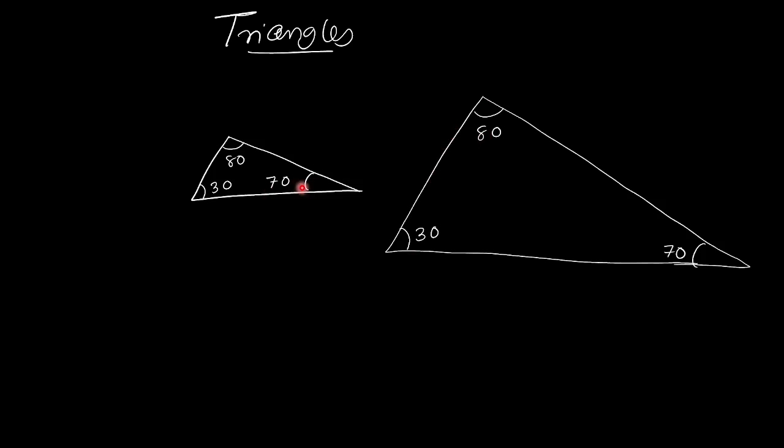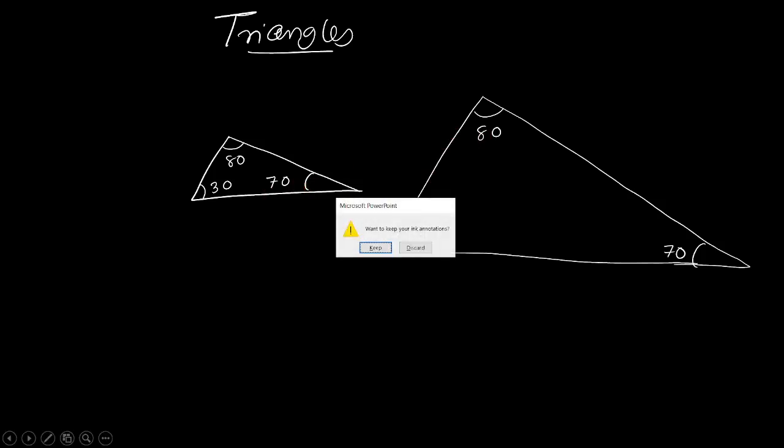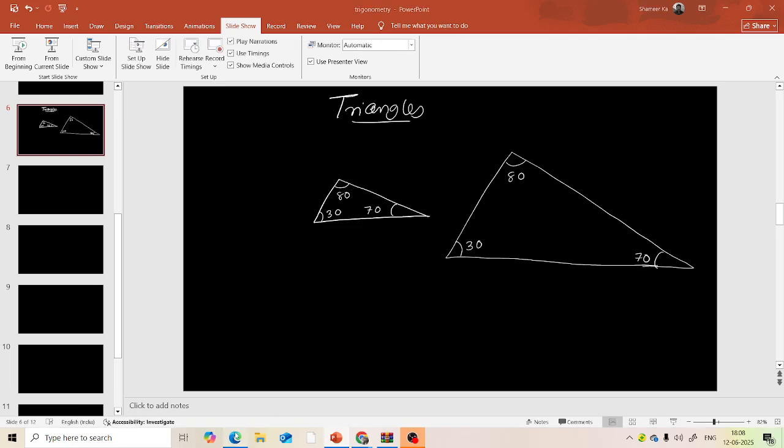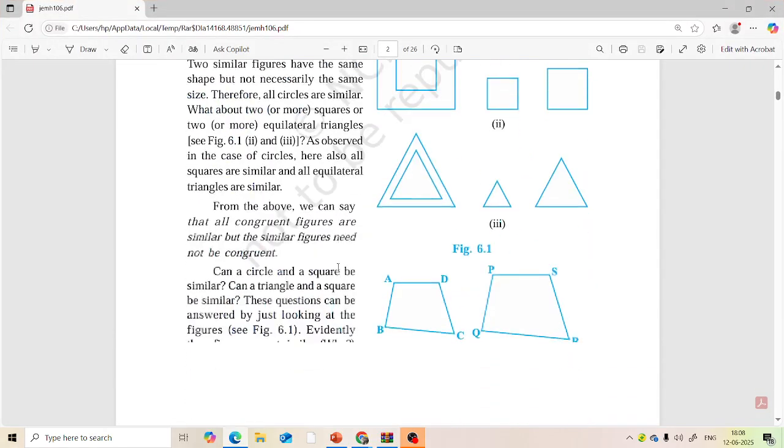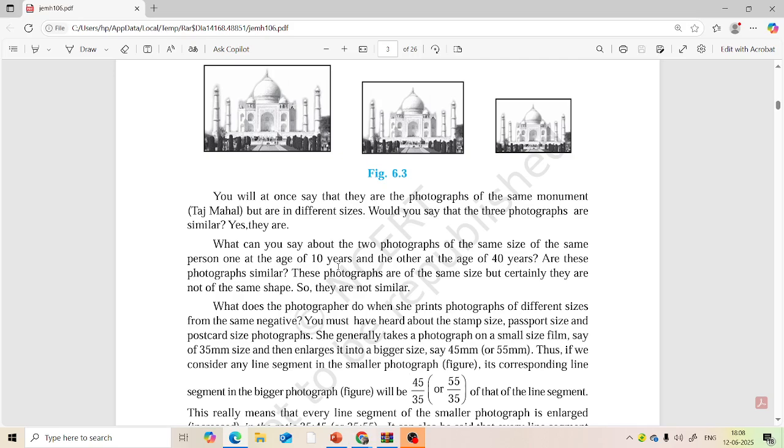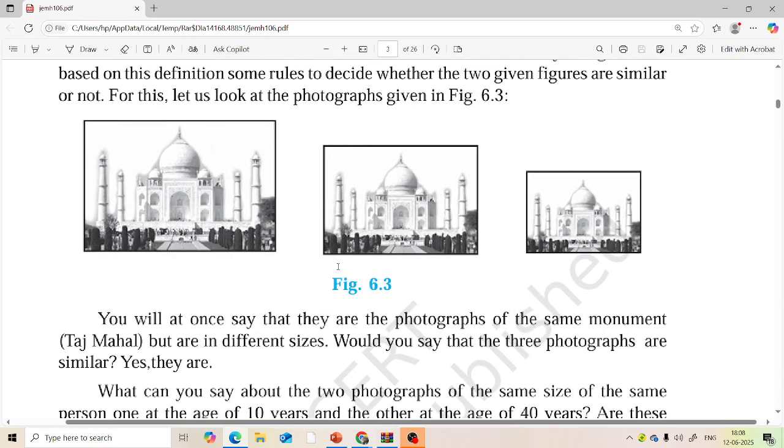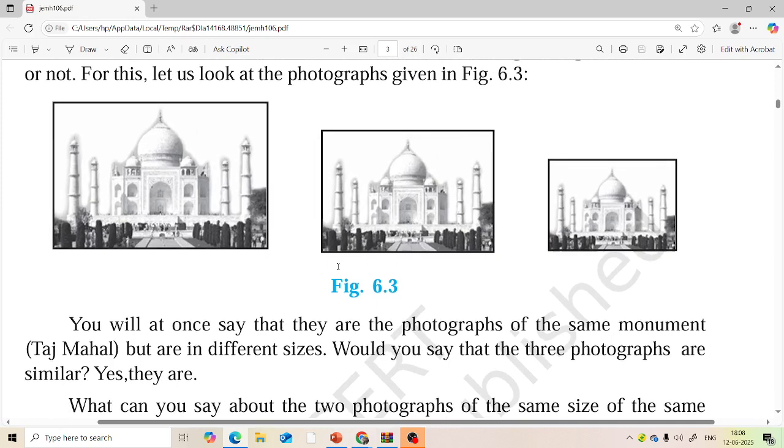Similar figures, we can also say it as similar figures. I will show you one simple example from the textbook. The similar figures, it's very easy to understand. For example, look at this diagram. It is taken from the textbook. We can say that all these three diagrams are similar. We cannot say that they are congruent because their sizes are different. The first one is larger, the second one is smaller.